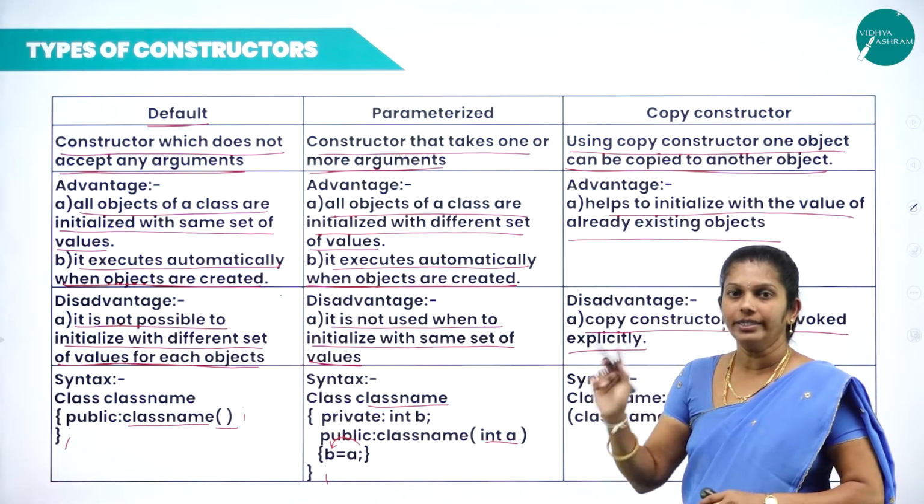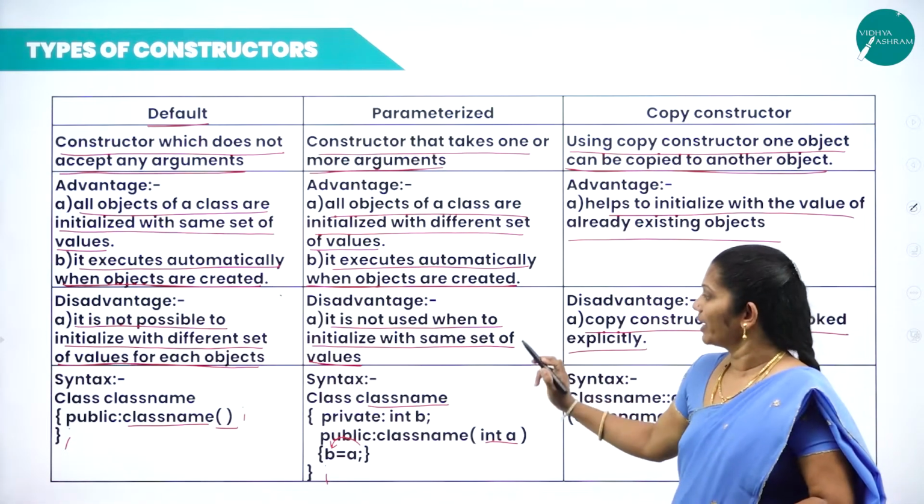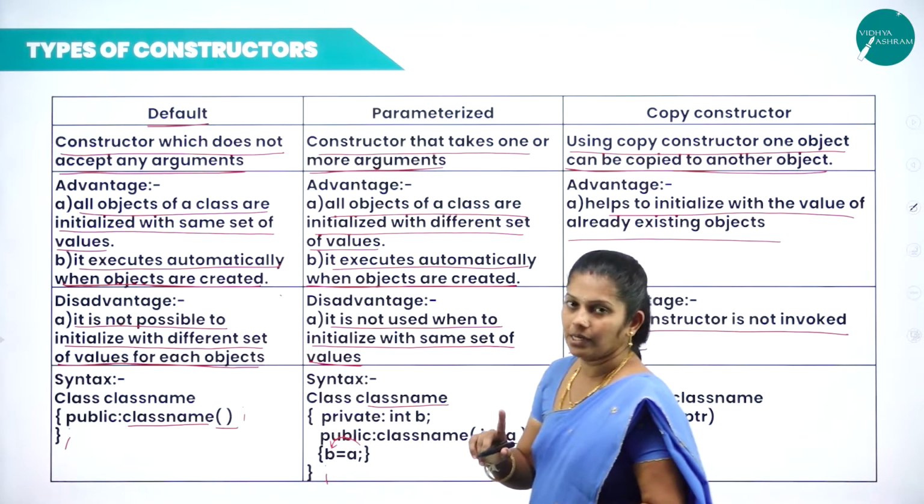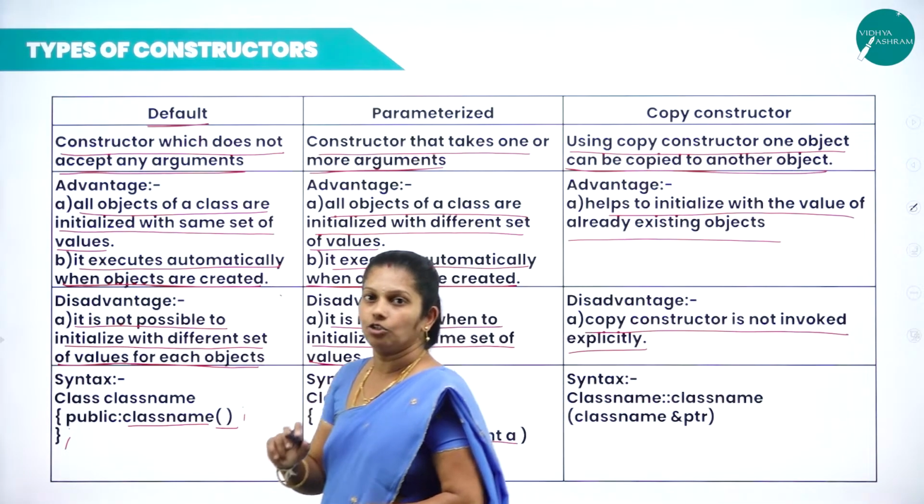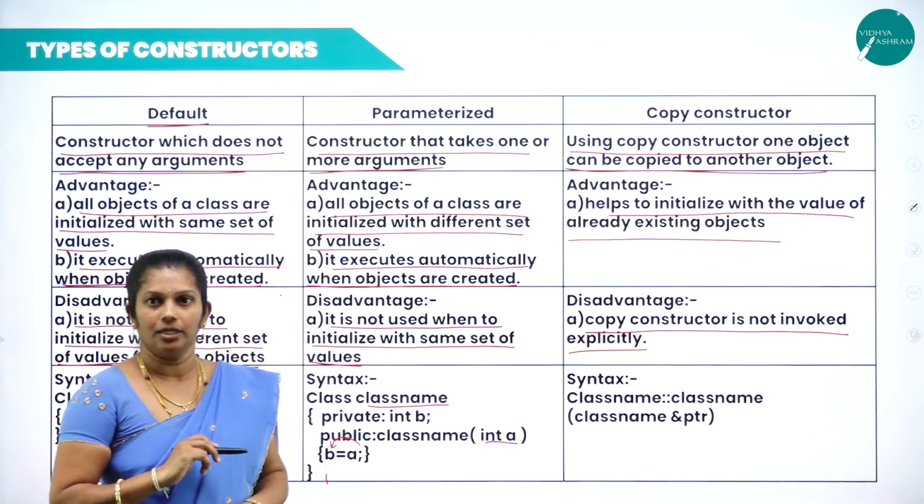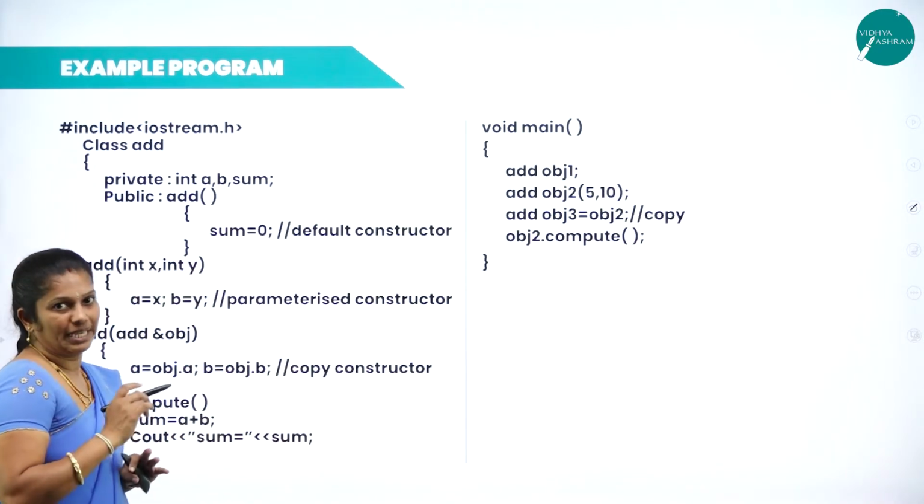It means that when you come to the types of constructor, there are 3 types: default, parameterized and then copy. Default does not contain any arguments, whereas parameterized contains arguments, whereas the copy constructor is used to copy from one object to another object. Now we'll explain with one example program.